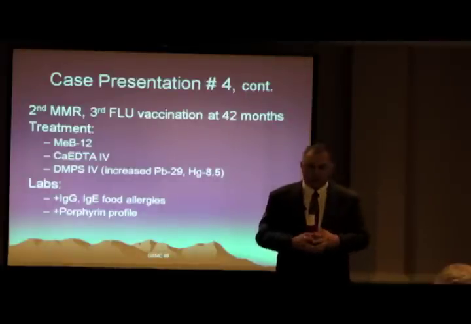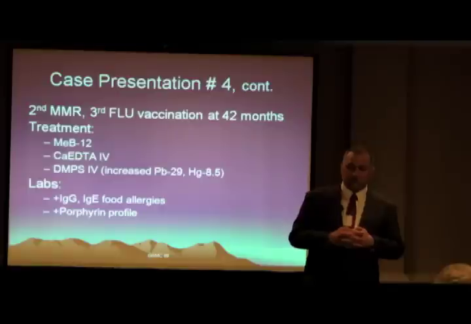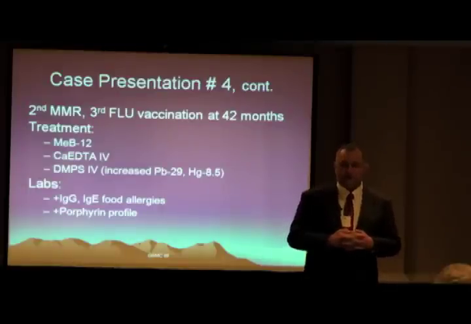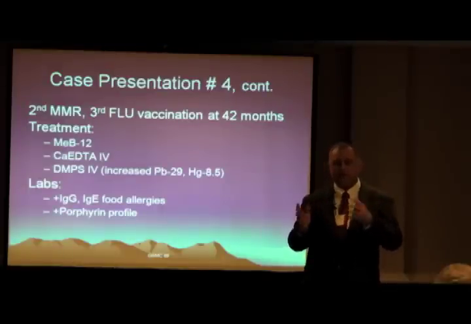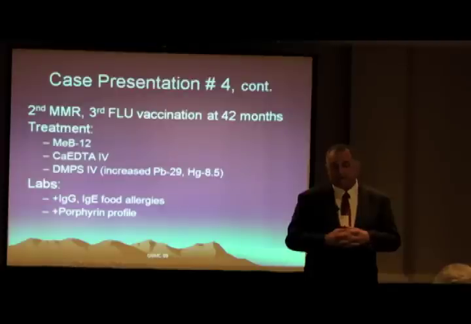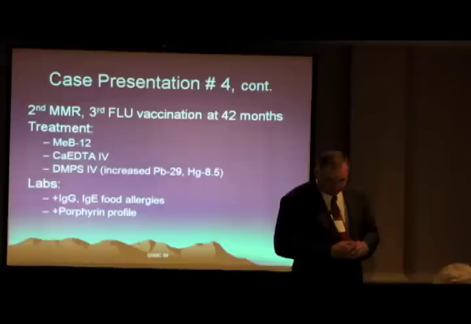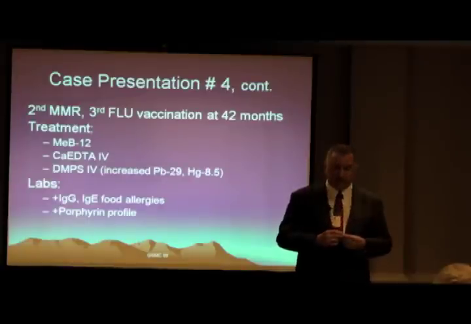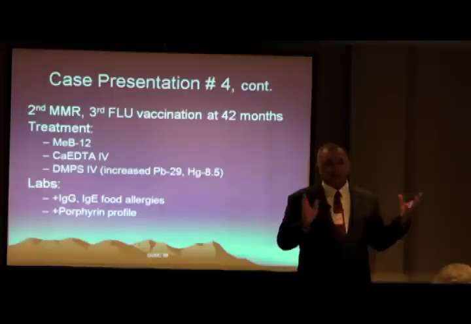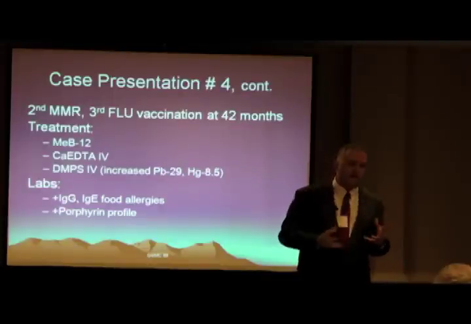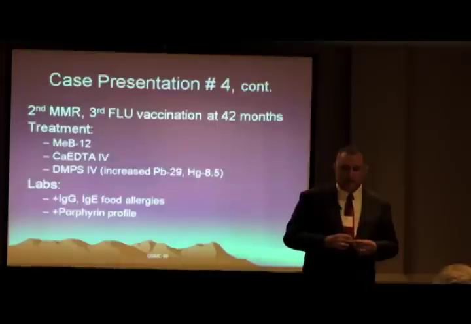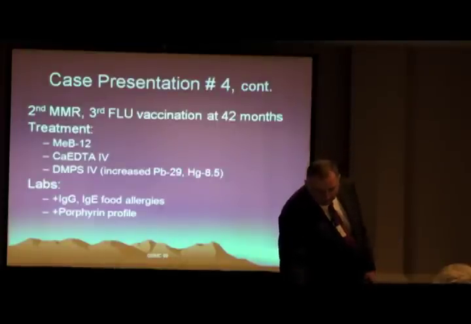Anyways, the treatment we initiated was methyl B12 injections, calcium EDTA intravenously, and he was given, I didn't initiate that, DMPS IV by another physician before they saw me, and his lead level increased up to what was excreted through the urine was 29, and mercury was 8.5. I did some labs on him, including showing IgG, IgE positive food allergies. Now, IgE food allergies, if they show up, you're really in trouble, because food allergies are not mediated by immunoglobulin E. And his porphyrin profile was also positive.